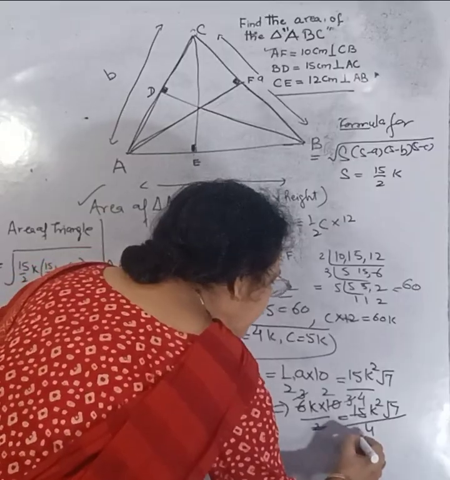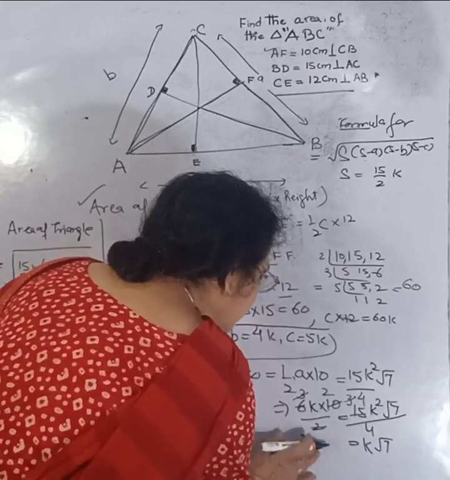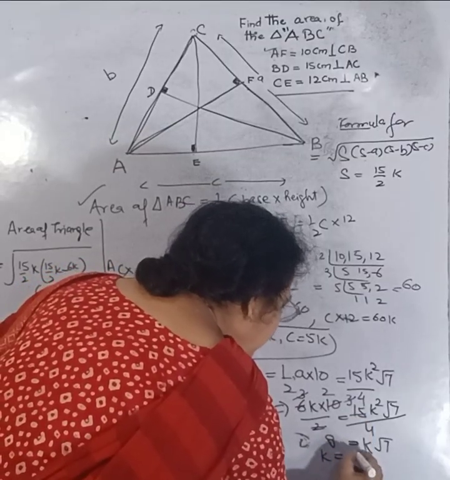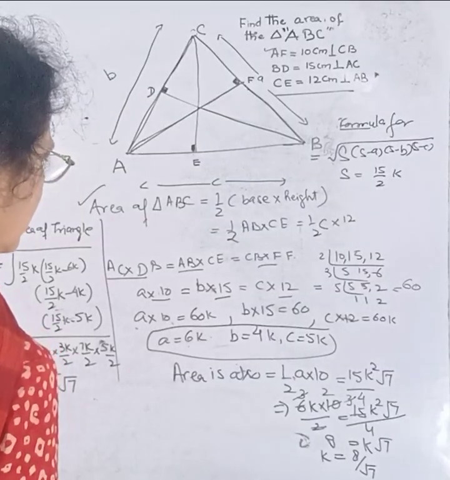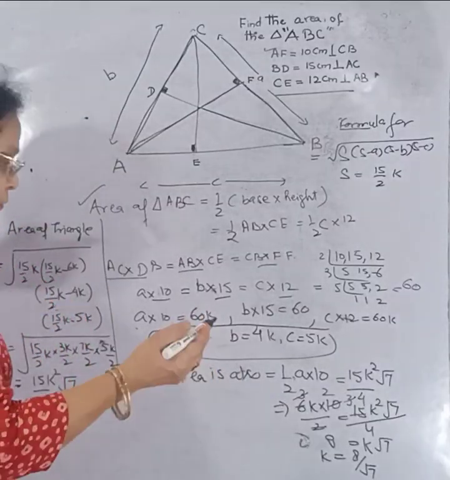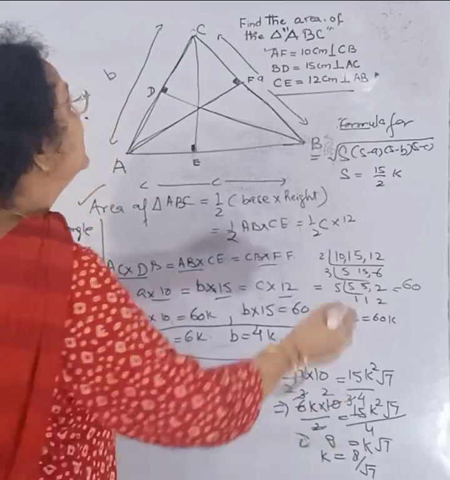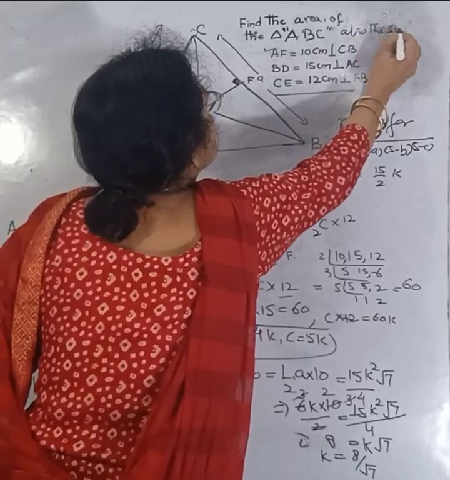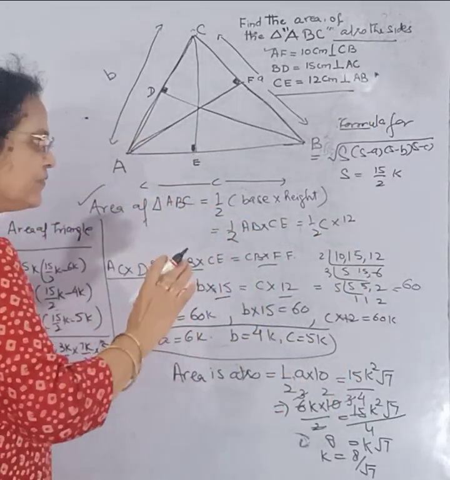K cancels. It means root of 7 K will be equal to 8, so K will be equal to 8 upon root 7. 8 upon root 7 is the value of K. Now that the value of K is known to us, we can find the area as well as the sides of the triangle.